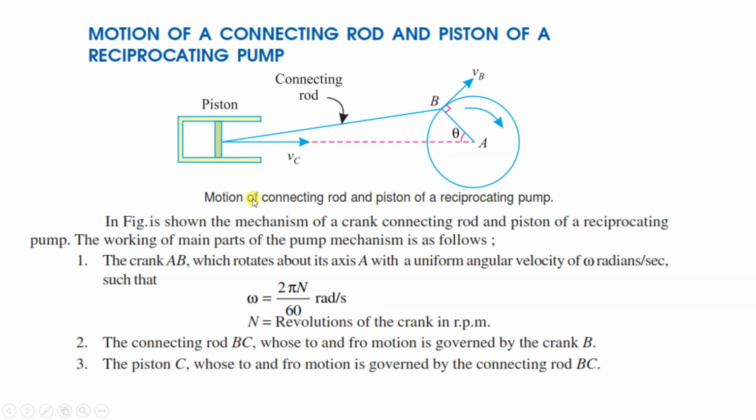What is this BC? BC is the connecting rod, whose to and fro motion is governed by the crank AB. And what is this disc? This is the piston, whose to and fro motion is governed by this connecting rod. Now it will be better to understand with the help of animation.